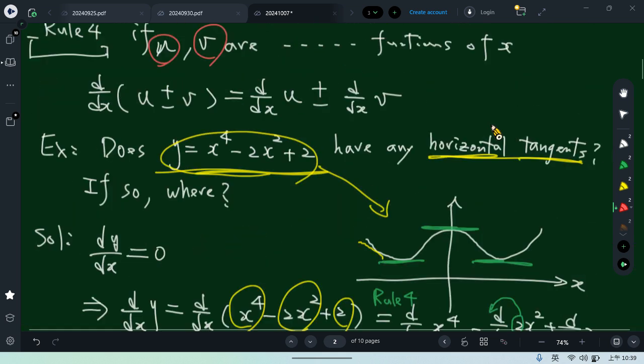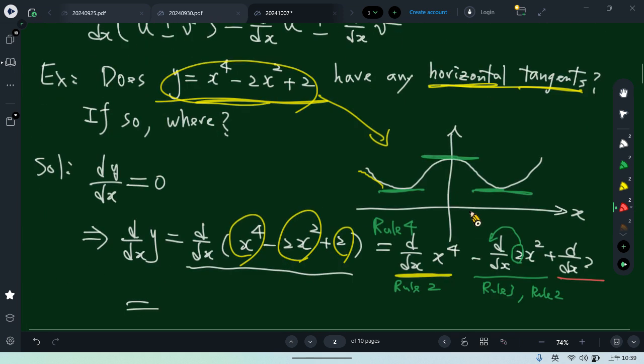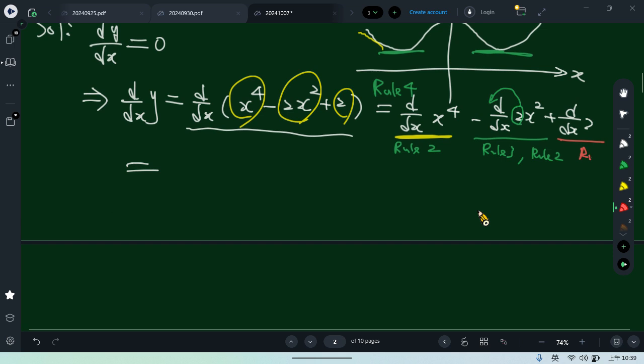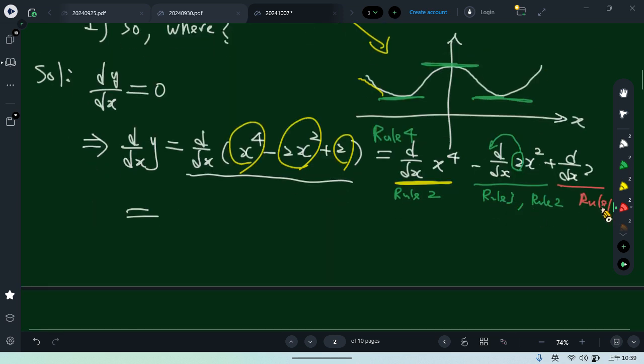Rule 1, right? Here, if it's a constant, we can apply rule number 1. I really like this example because it is not that hard, but it contains several concepts about rule number 1 through rule number 4. So 1, 2, 3, 4. All of the rules we learned so far can be applied to solving this problem.